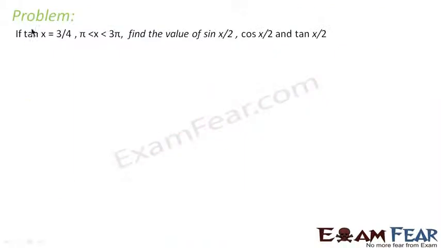That's what you do. So here tan x is equal to 3 by 4 and x is between pi and 3 pi by 2. We have to find the value of sin x by 2, cos x by 2 and tan x by 2. So we know this formula: sine is p by h, cos is b by h, and tan is p by b. So p by b is equal to 3 by 4. So we can say p is equal to 3k, b is equal to 4k. So we have to find h.